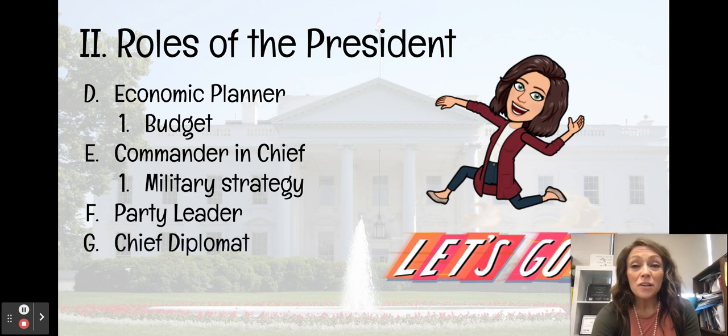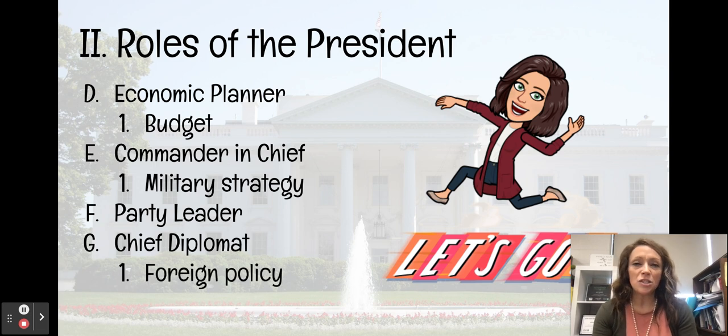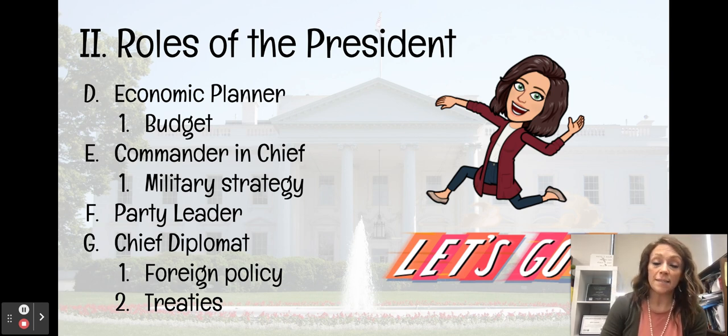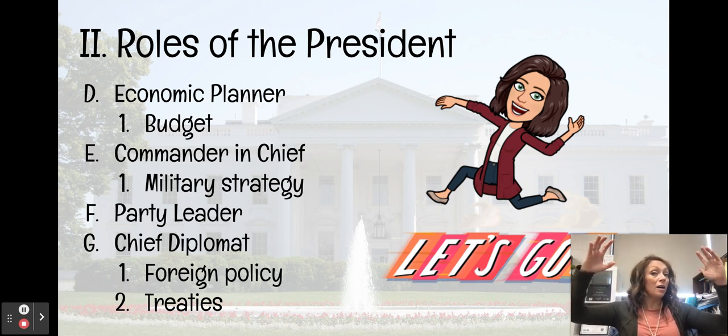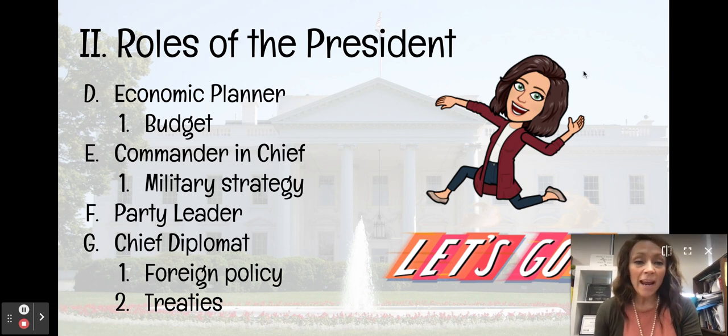The president is also the chief diplomat. And as chief diplomat, his job is to dictate foreign policy. He is responsible for forging relationships and alliances with countries around the world. The president also has the authority to create treaties. And a treaty, we know, is an agreement between countries. And if the president does want to make a treaty, of course, he has to have that treaty approved by the Senate. Okay, and with that, I will finish for today.